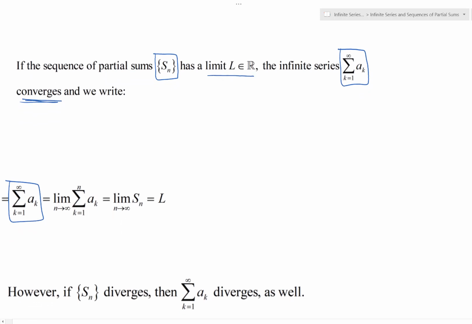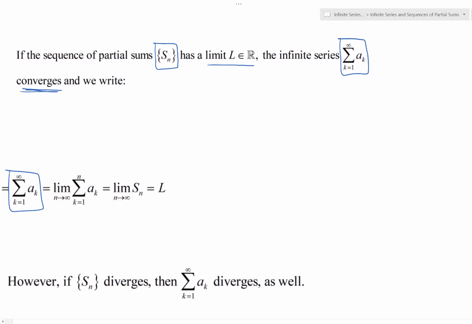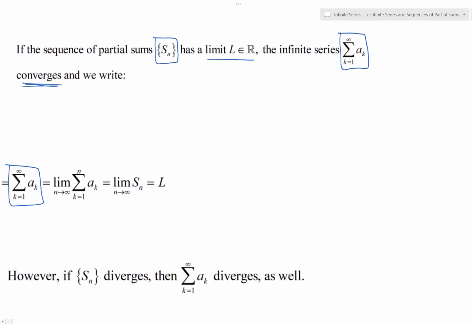However, if that sequence of partial sums diverges, then the series diverges as well. So we want to know how a series is behaving. We look at its sequence of partial sums in its most fundamental form, and however that sequence behaves, that's how the infinite series behaves.